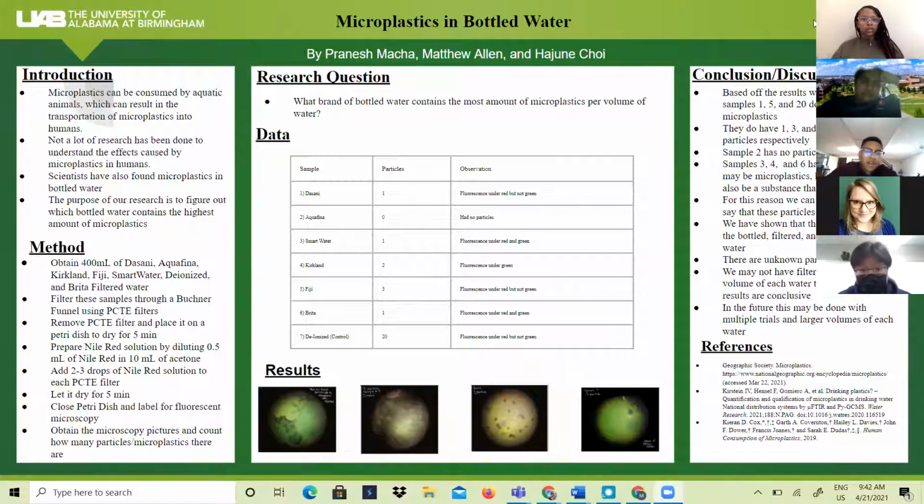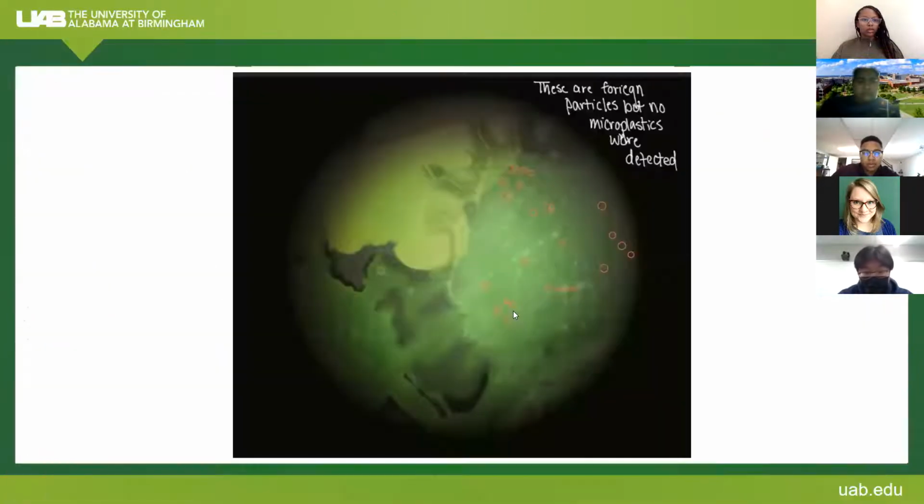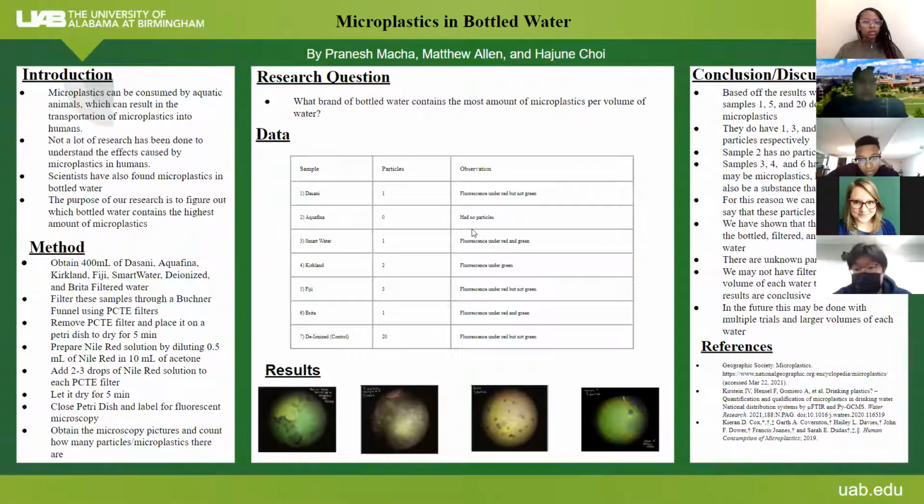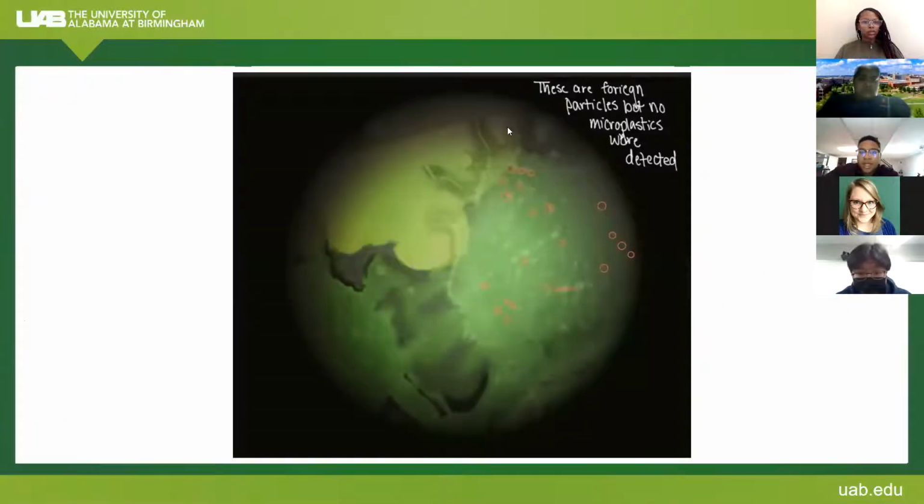The purpose of the Nile red dye was to isolate the inorganic particles in the bottled water. When we use fluorescence microscopy, if a particle turned red under the scope, then it was considered an inorganic compound, or not natural to the water source. But we really didn't find much. The one that had the most was actually deionized water, which was our control group, which we expected to have 0 particles. But as you see here, it had 20.